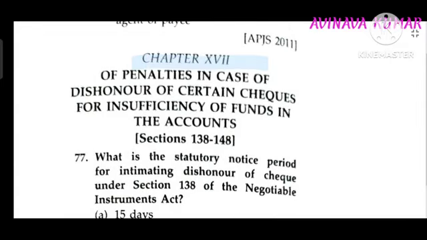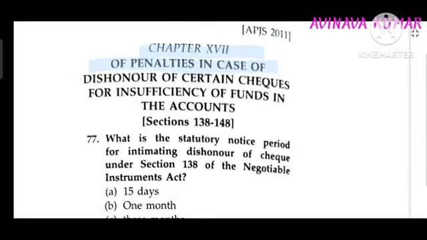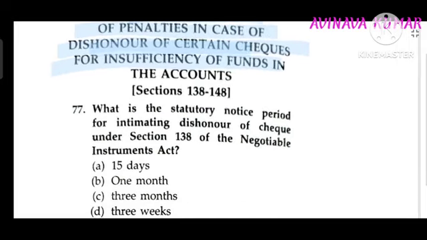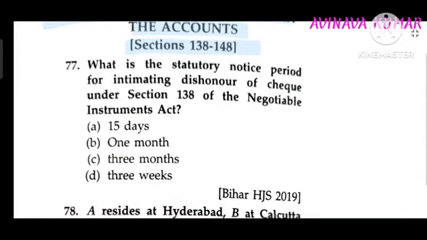Chapter 17 on penalties in case of dishonor of certain checks for insufficiency of the fund in the account, section 138 to 148. What is the statutory notice period for intimating dishonor of check under Section 138 of Negotiable Instrument Act? 1 month.